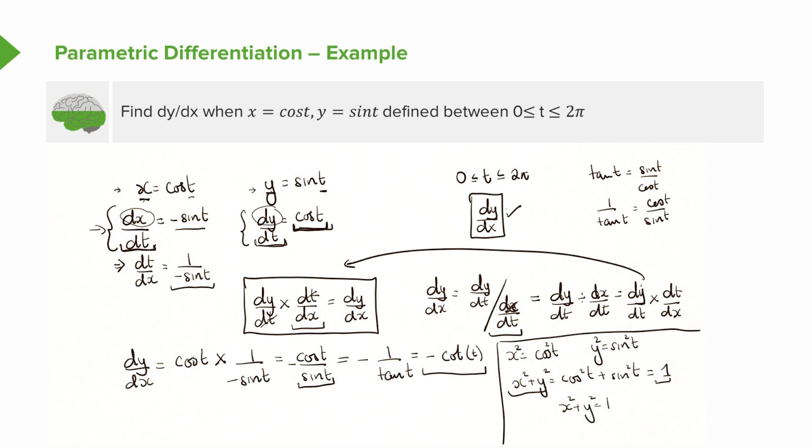And hopefully you recognize what this is. This is the equation of a circle. So this is the equation of a circle with unit radius. So we have a circle with a radius of 1, and it's defined by the parameter t. And also we have found that the gradient of this circle is minus cot t.